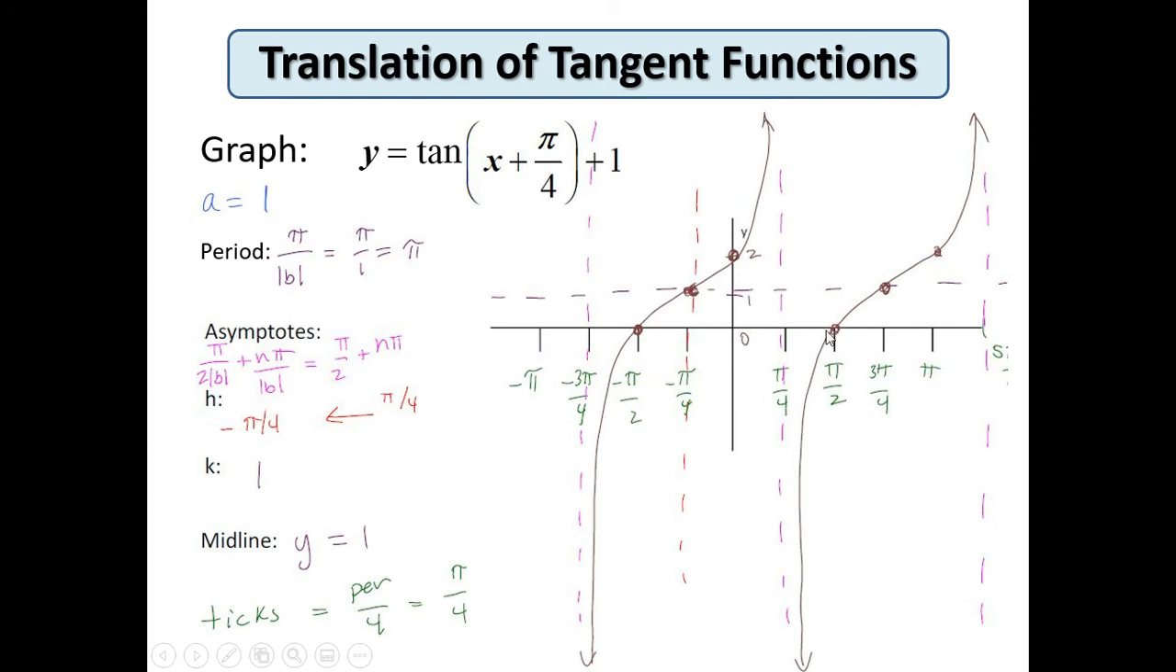So then my quarter points here are at 0 and 2, or y equals 0 and 2. So I'll give you a chance to graph that.